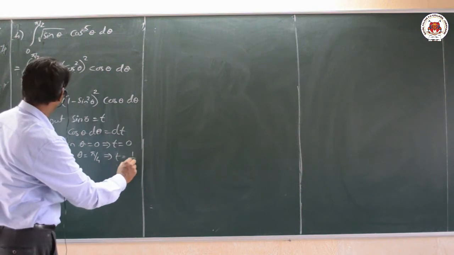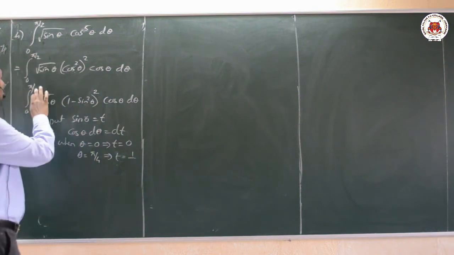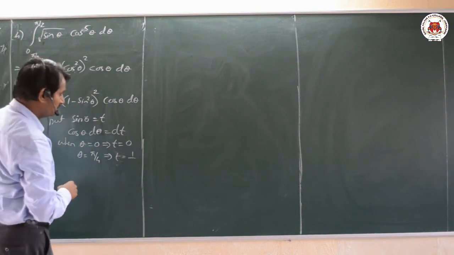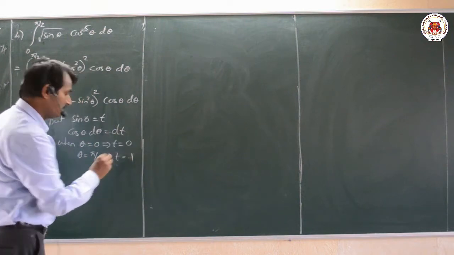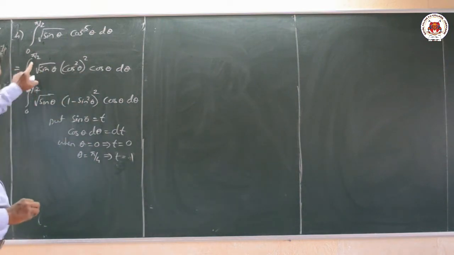It is pi by 2, dear students, it is pi by 2. That is sin pi by 2, and the value will be 1 here. It is pi by 2 here, not pi by 4.